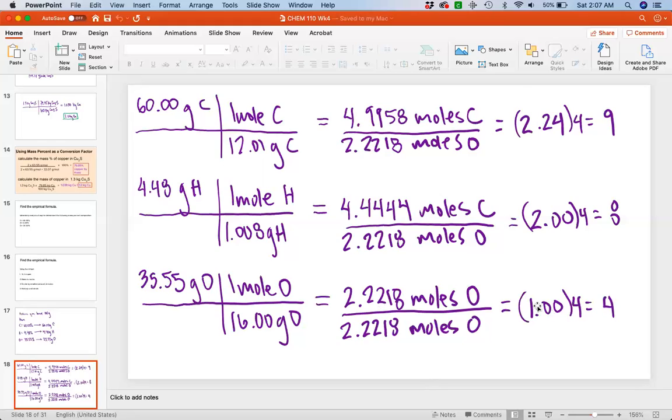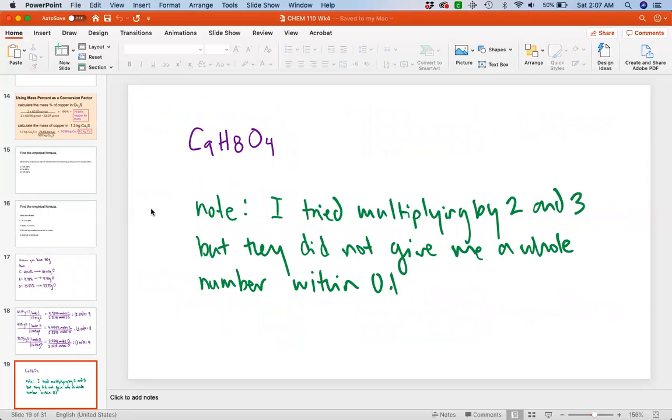So we need these numbers, 2.24, 2, and 1, to be whole numbers. Right now it's not a problem for 1 and 2, but this 2.24, we have to multiply by a whole number. And whenever we multiply, in order to get a whole number, we have to multiply everything. So I went through and I tried 2 and I tried 3, but that didn't give me whole numbers. So I ended up with 4. So 4 times 2.24 gives me 9. When I multiply 2 times 4, that's 8. And 1 times 4 is 4. And so that gives me my overall formula of C9H8O4. So note here, I tried multiplying by 2 and 3, but they did not give me a whole number within 0.1.